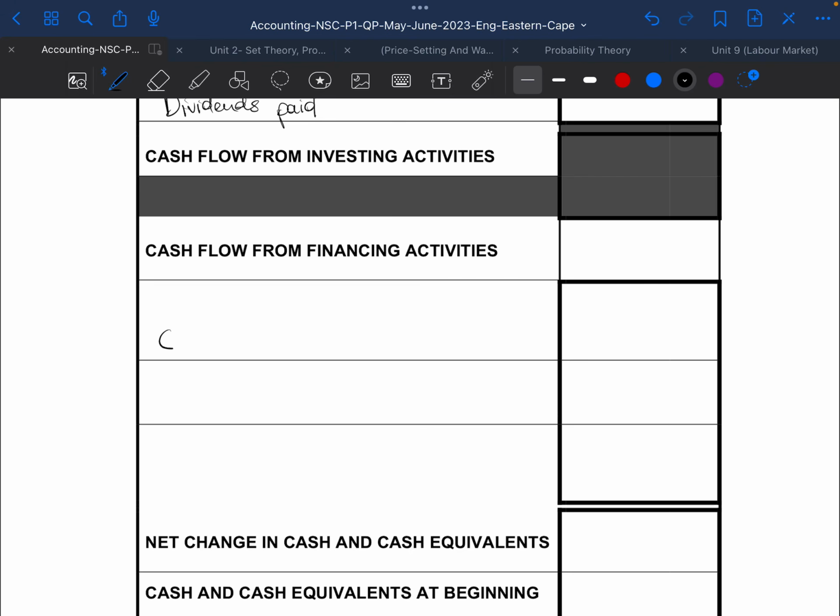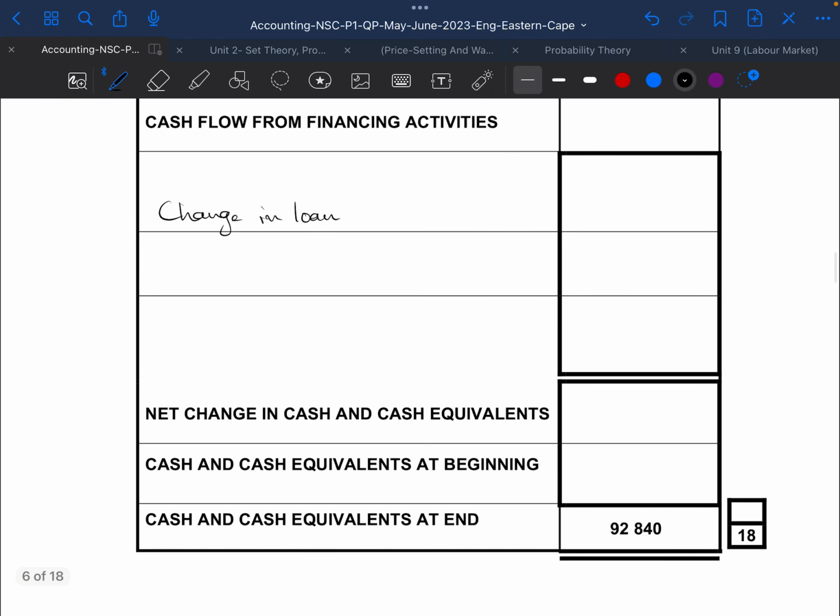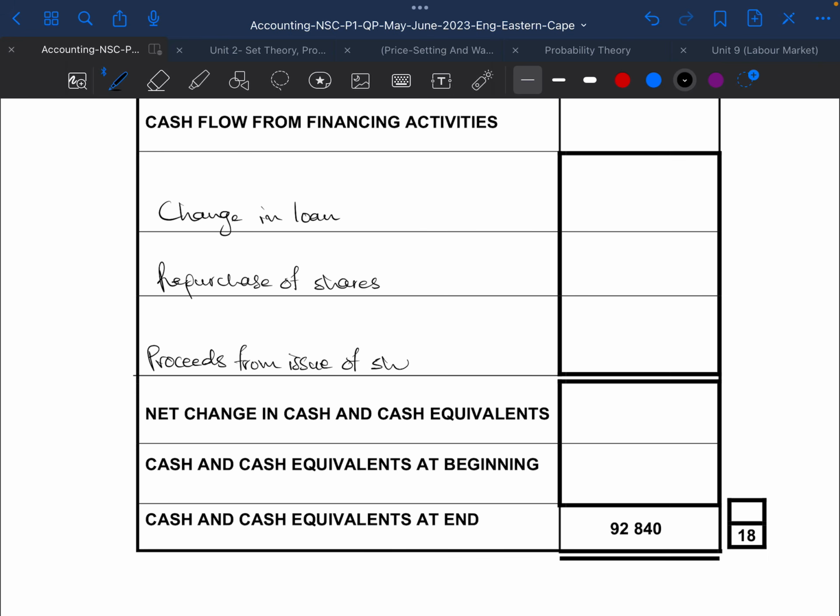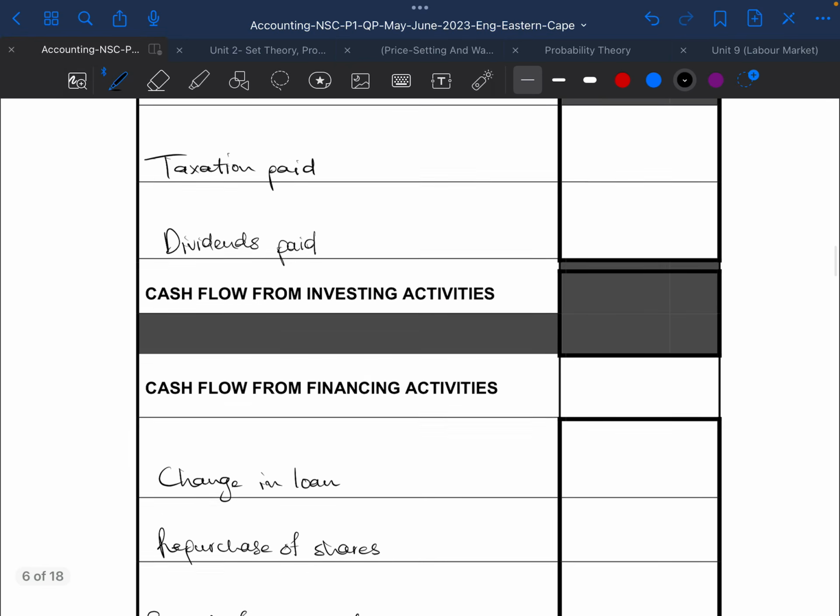So here the first one could be change in loan, because we might have a loan. Then the next one should be your repurchase of shares. Okay, and then there's supposed to be a line there, just add one quickly. Repurchase of shares, and then here we have proceeds from issue of shares. All right, okay, so let's just quickly look at our information.